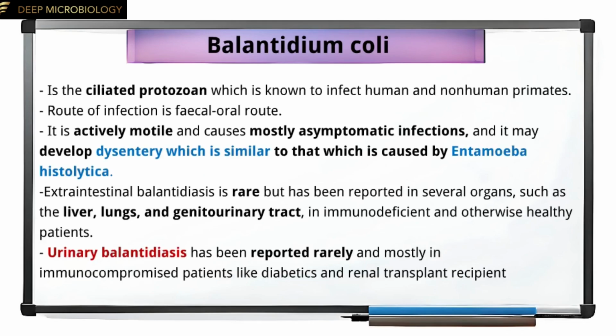4. Balantidium coli is the ciliated protozoan which is known to infect humans and non-human primates. Route of infection is the fecal-oral route. It is actively motile and causes mostly asymptomatic infections, and it may develop dysentery, which is similar to that which is caused by Entamoeba histolytica.